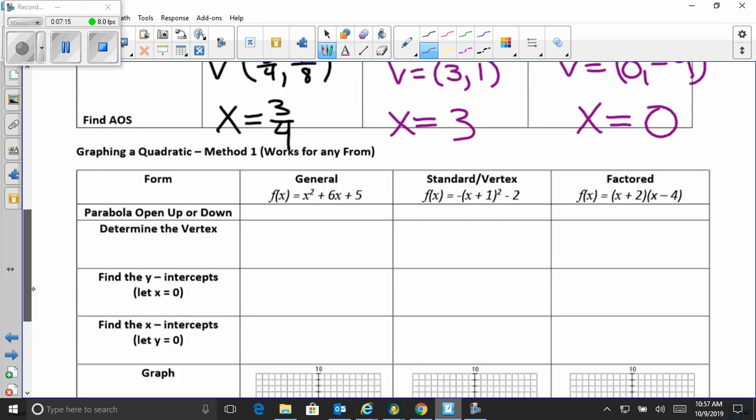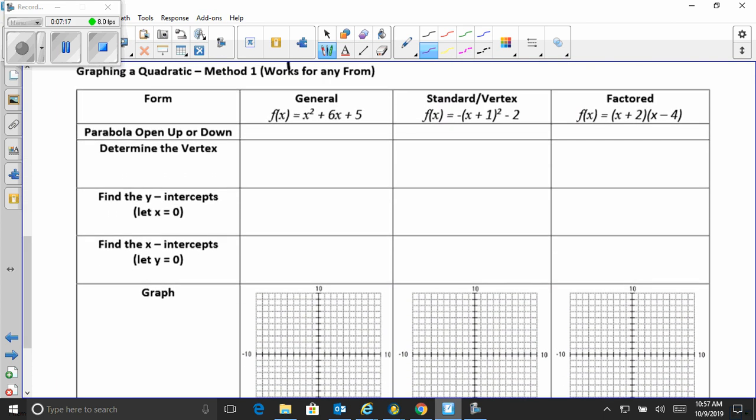Now, looking at graphing, how do we graph from these three forms? Well, no matter which form you're doing, you always first have to think about this: is this going to be a parabola that's opening up or down? So you look at the number that's in front of your quadratic term, or in front of your function. In this case, we're going to be opening up for that first one. Our one that's in standard form is going to open down, and our one that's in factored form is going to open up.